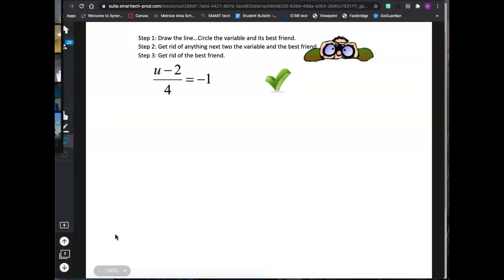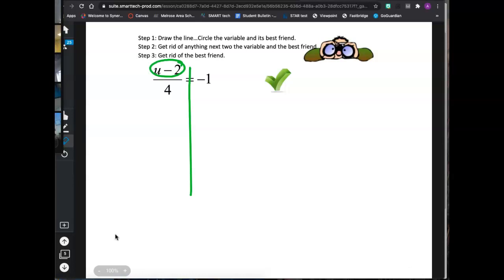Okay, draw the line by the equal sign, just like we've done on every other problem. And then circle the variable and its best friend. Obviously the variable is u. What's the best friend? 2. The 2, right? The u and the 2 are next to each other. The u minus 2 gets circled. That's the variable and its best friend.